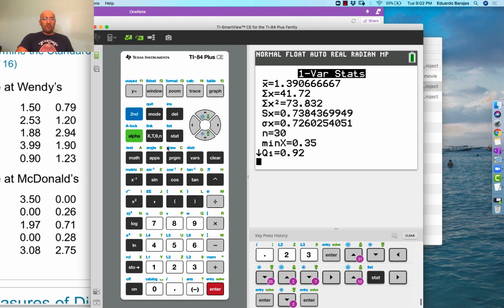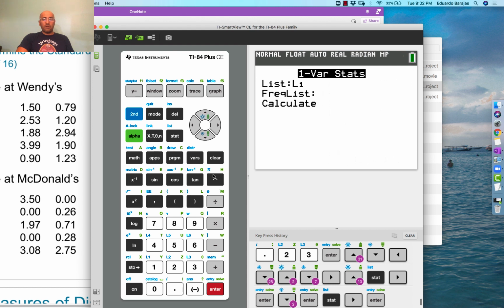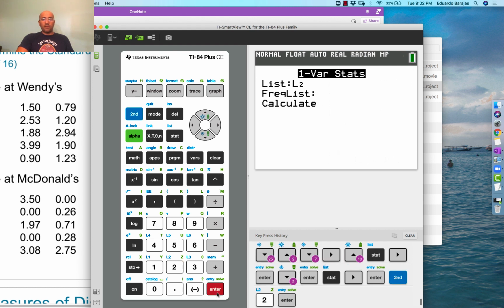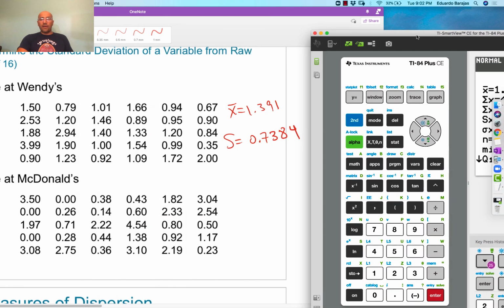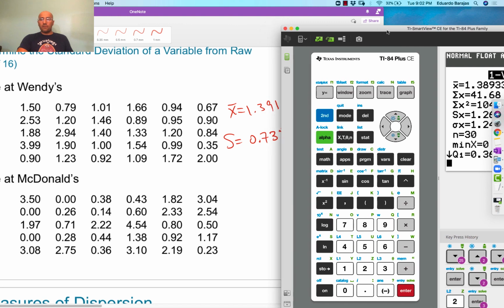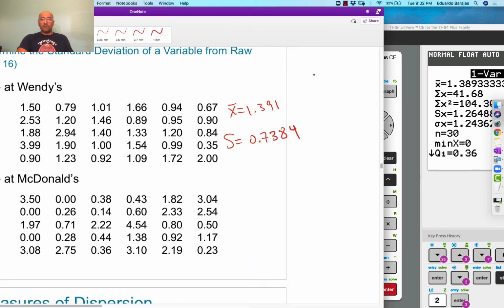And I believe that the McDonald's had the same mean. So I was on L2 now. Second shift, L2. Enter, enter, enter. So basically the same mean, 1.389. So they both kind of round to 1.39. And the standard deviation is a little bit different.